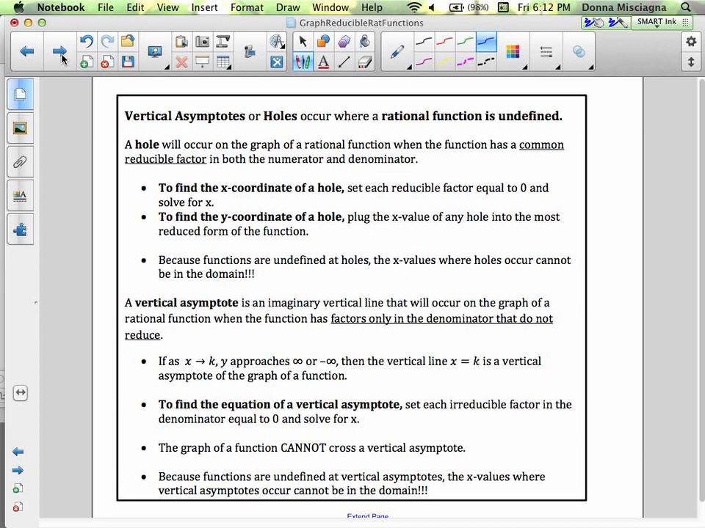Just follow along. So vertical asymptotes or holes occur where a rational function is undefined. Undefined means that the denominator equals 0. And we haven't had any rational functions with holes, but now we will. So a hole will occur on the graph of a rational function when the function has a common reducible factor in both the numerator and denominator.